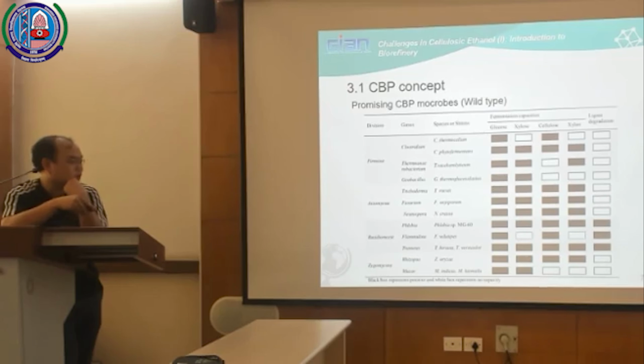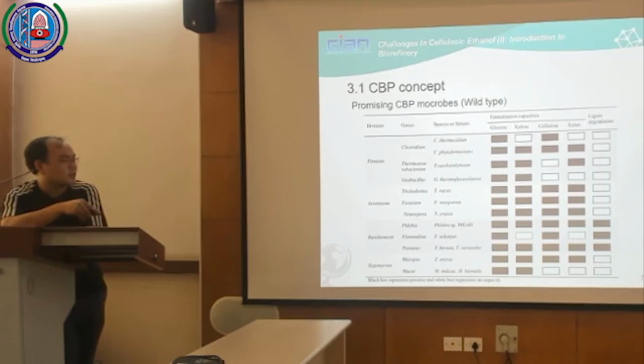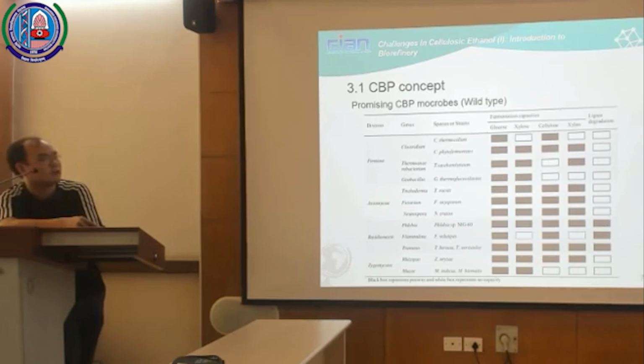And only white rot fungi, the Basidiomycetes like Phanerochaete, can digest all the components in the biomass, including cellulose, xylan, and lignin.